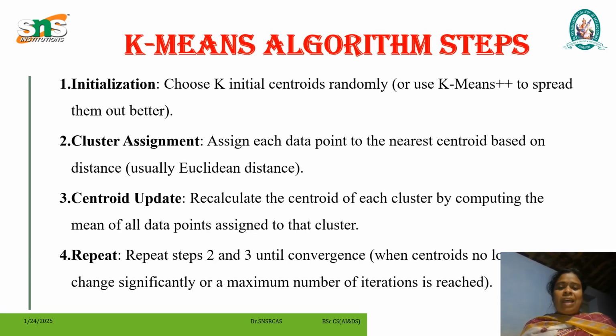Next one, K-means algorithm steps. First one, initialization. Choose the k initial centroids randomly or use K-means++ to spread them out. Cluster assignment. Assign each data point to the nearest centroid based on the distance, usually Euclidean distance. Centroid update. Recalculate the centroid of each cluster by computing the mean of all the data points assigned to that cluster. Next one, repeat. Repeat steps 2 and 3 until convergence, when the centroids no longer change significantly or the maximum number of iterations is reached.